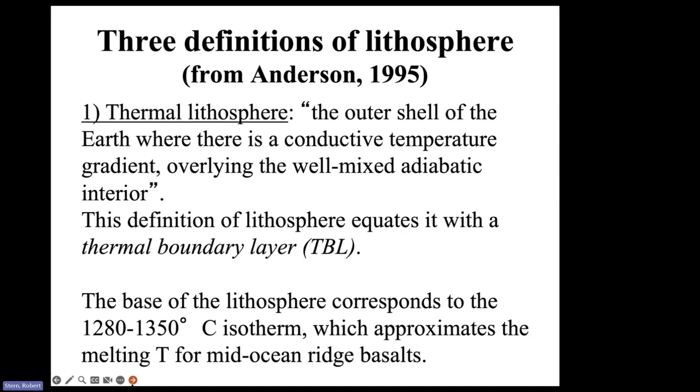When I first heard about it, I was confused. But if you understand intuitively about thermal boundary layers, most people put on more blankets at night in the wintertime than they do in the summertime. They're just making their thermal boundary layer thicker and more insulating by doing that. So the base of the lithosphere is generally thought to correspond to the 1200, 1300 degree isotherm, which approximates the melting temperature for mid-ocean ridge basalts.